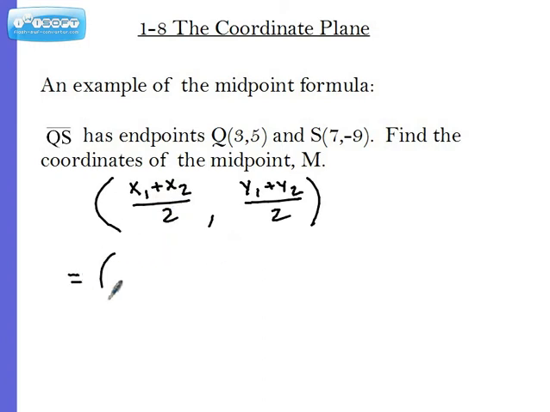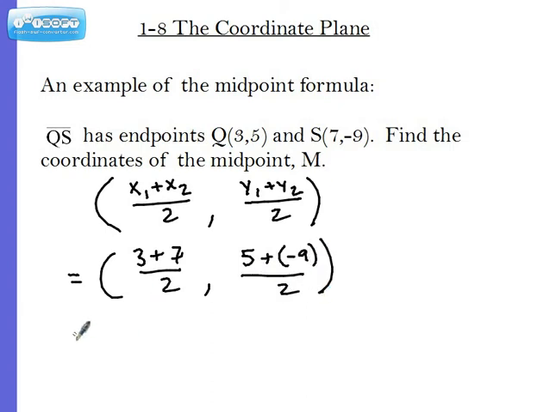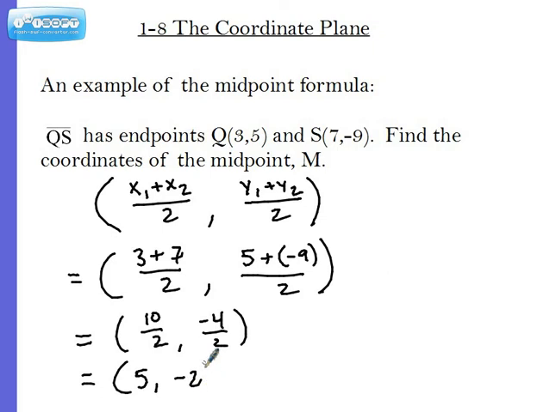So our first x was 3. Our second x was 7. So it's (3 plus 7) divided by 2. And then our first y was 5, plus our second y is negative 9, all divided by 2. So here we're going to get 3 plus 7, which is 10 over 2. 5 plus negative 9 is going to be negative 4 over 2. And so our coordinate for our midpoint is going to be (5, negative 2). That's it. Done. Smiley face. Yay!